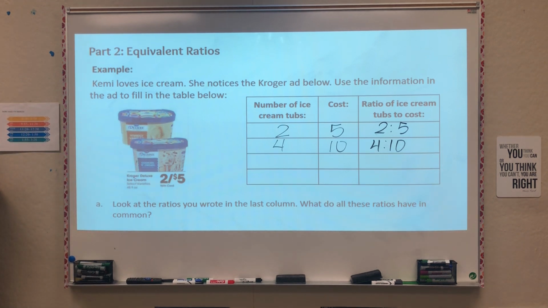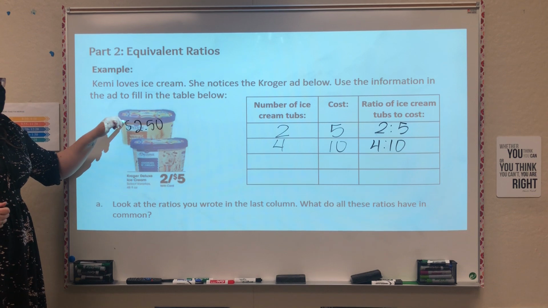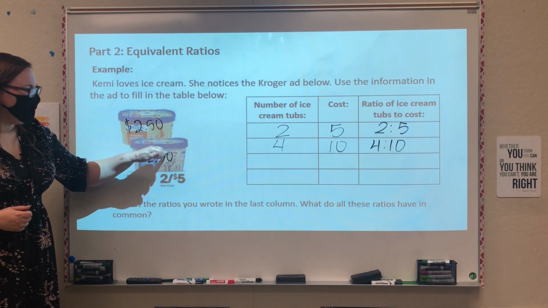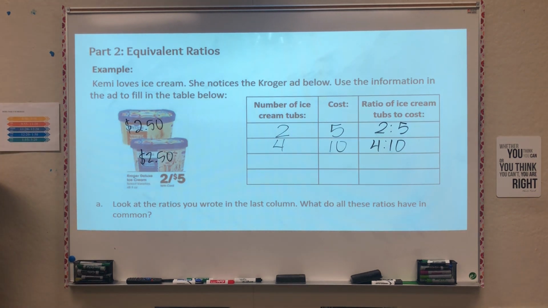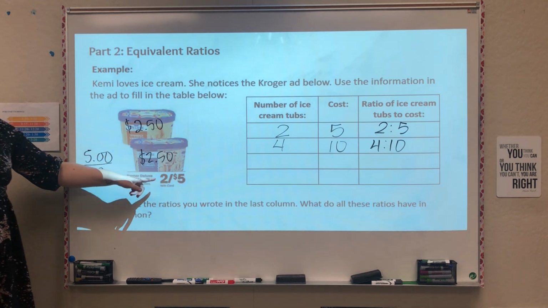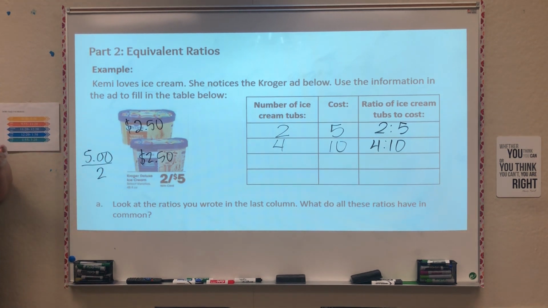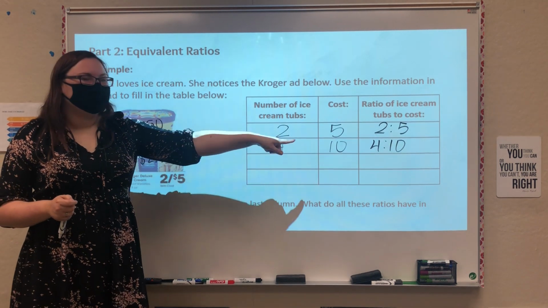That's like $2.50 each. What math are you doing to figure that out? I forgot what it's called. Help him out. Well, I did $5 with the .00, and divided by 2. Yeah, so you're using division. So if we buy 2 tubs of ice cream for $5, that really means each of them is $2.50. What about if we buy 4 tubs for $10?